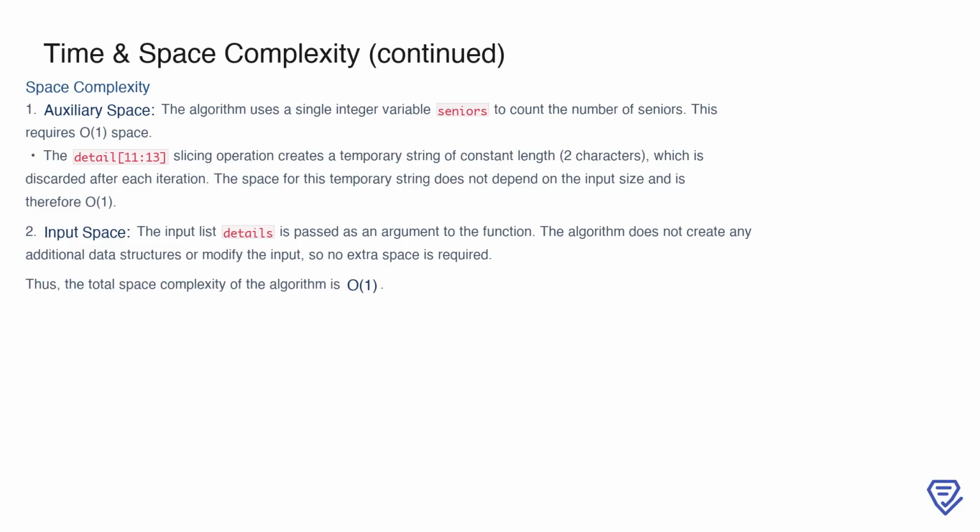O(1). Additionally, the algorithm does not allocate any additional data structures or modify the input list details, which means no extra space is used beyond the input itself. As a result, the total space complexity of the algorithm is O(1), making it highly space efficient.